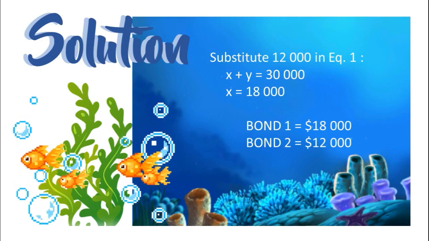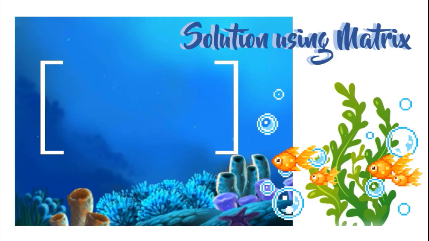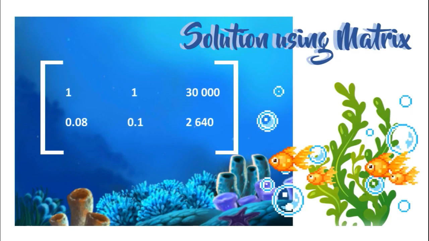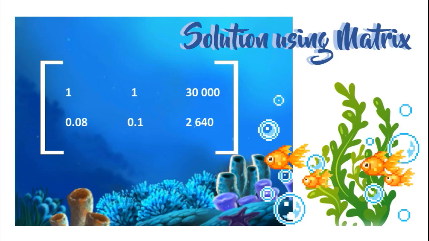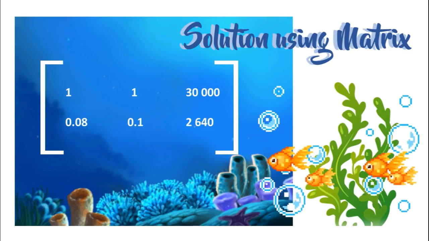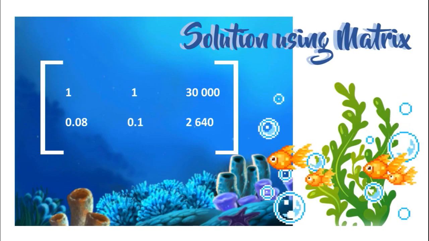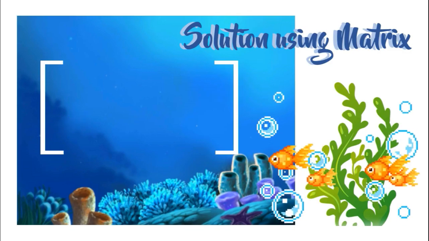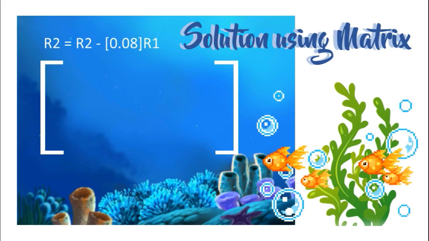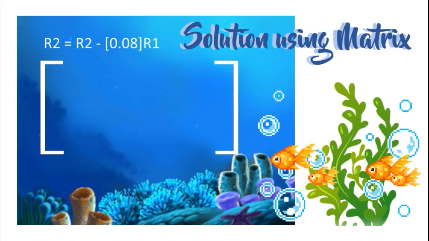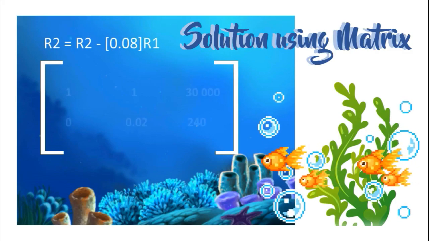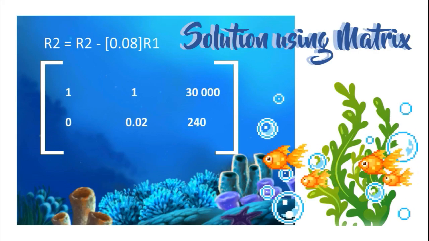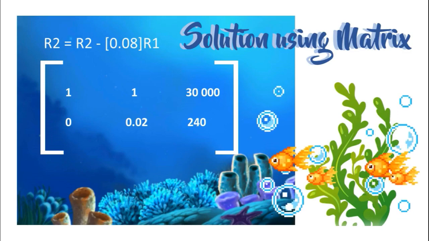Now that we've learned the manual way in solving the problem, we will now be using the matrix. So 1, 0.08, 1, 0.1, 30,000, and 2,640. R2 is equal to R2 minus 0.08 multiplied by R1. 1, 0, 1, 0.02, 30,000, and 240.